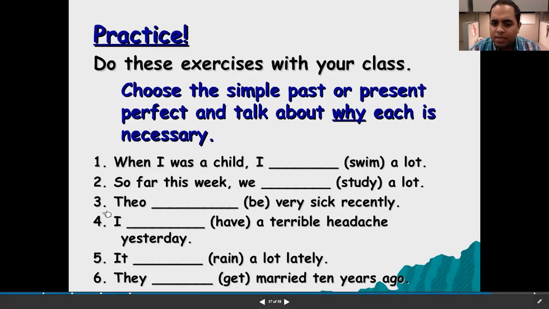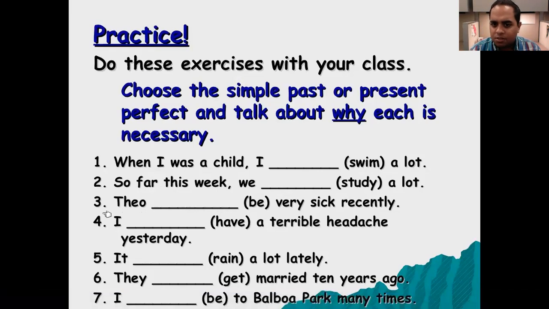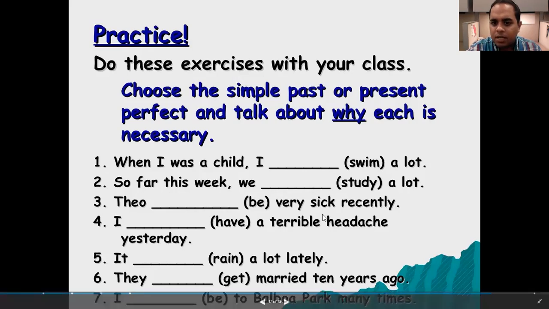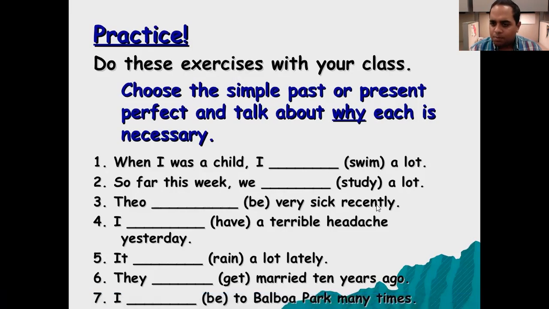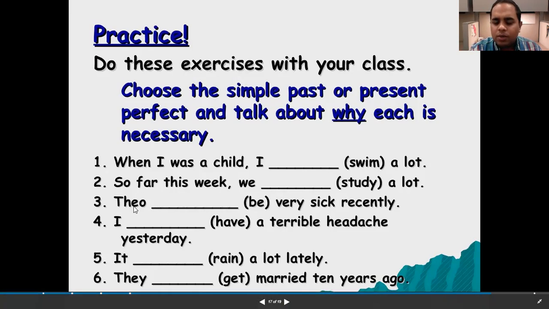Number three, is it present perfect or simple past? Number three is present perfect because the sentence has recently. Anytime the sentence has recently, it's present perfect. So we would say Theo has been very sick recently. Been is the past participle of be.